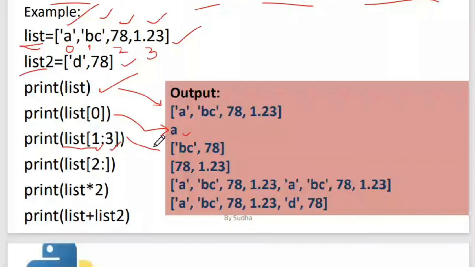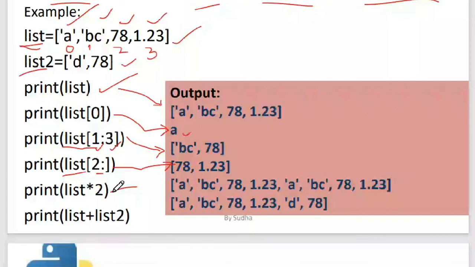And this list will give me the numbers from 2 to the end. So it's giving 78 and 1.23 till the end, because I didn't mention the upper bound. And here I'm repeating the list 2 times. So this is the first time, and this is the second time it is printing it.